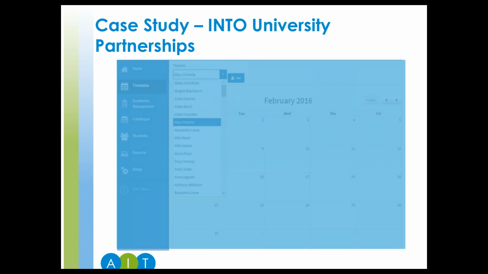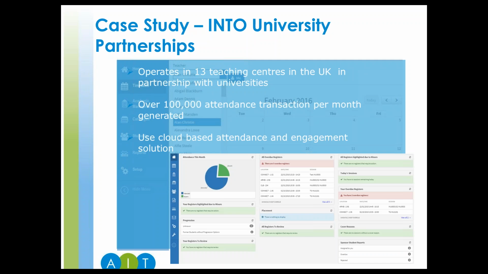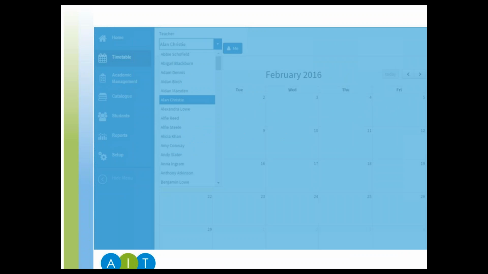They were seeking an easy way to manage their international students and ensure that they meet all their Tier 4 compliance. So they operate in 13 teaching centres, with over 100,000 attendance transactions per month generated, and they use a cloud-based attendance and engagement solution. So the actual solution has simplified how teaching staff take their registers now.